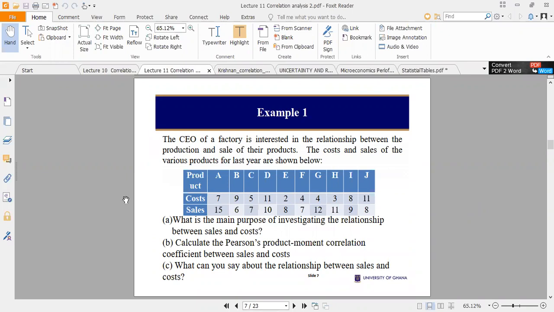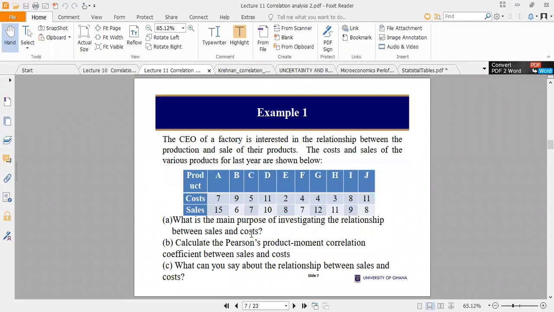So these are the cost and then the sales for last year. Now we have to use this data to answer these questions. What is the main purpose of investigating the relationship between sales and cost? Why do we study correlation? So that we can use it for prediction.